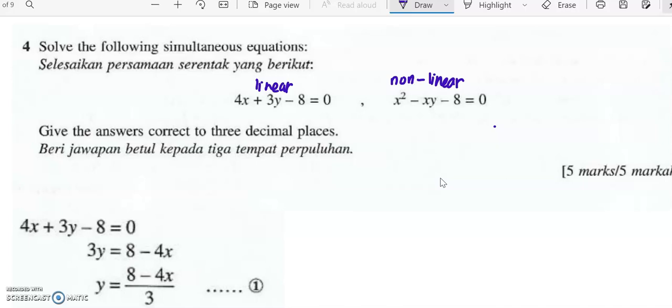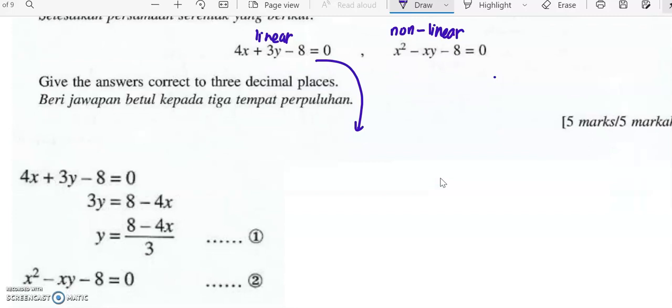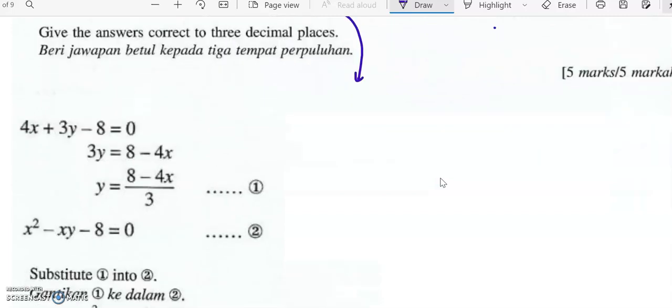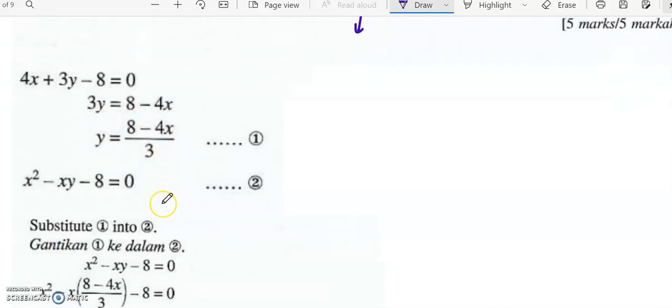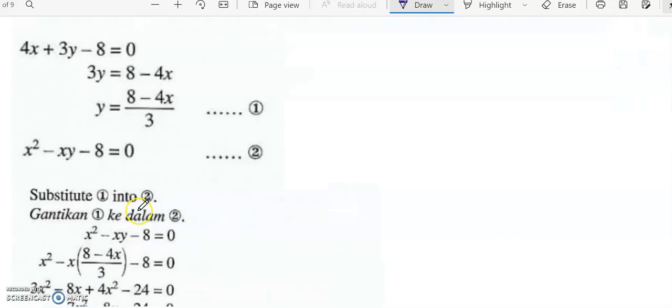So the tip here is you must take the linear equation and make it the subject for the substitution part. From this linear equation, we rearrange and make it the subject, and then we substitute the expression from the subject formula just now into the nonlinear equation.